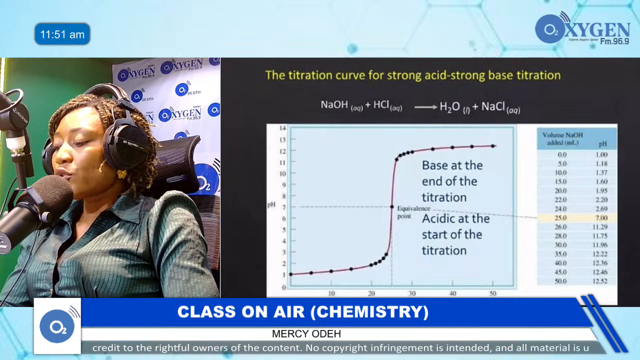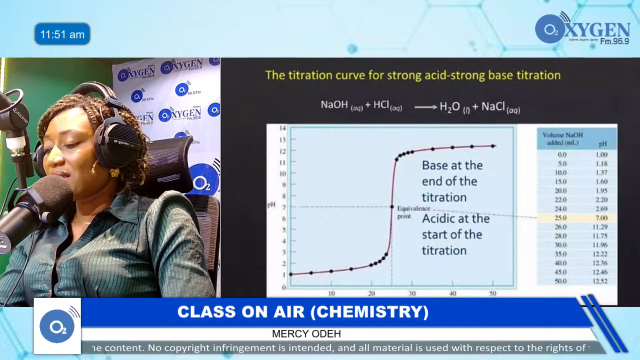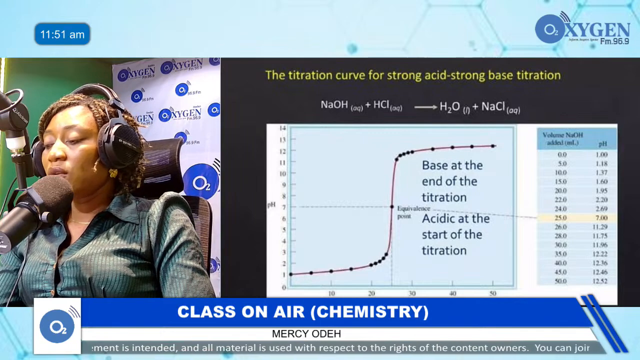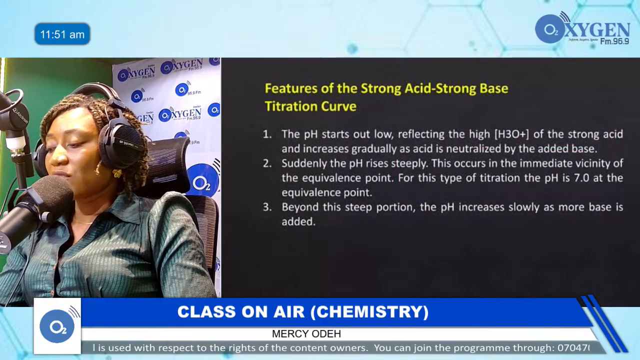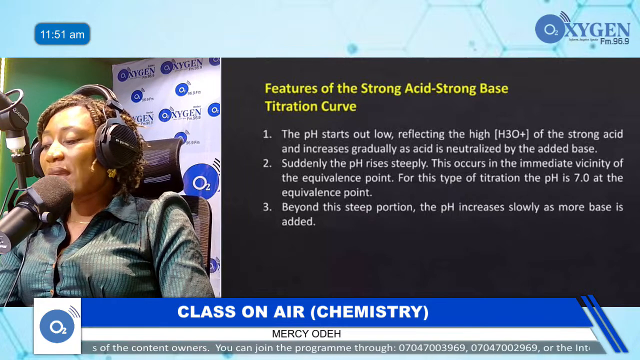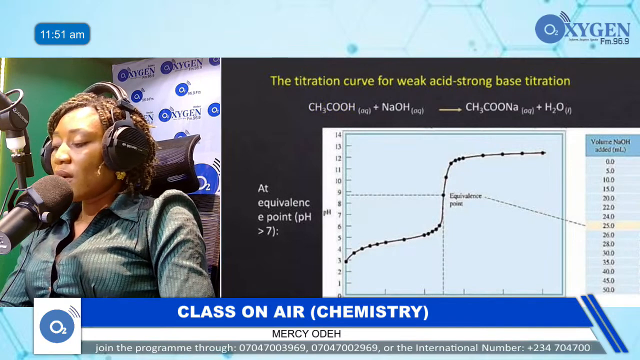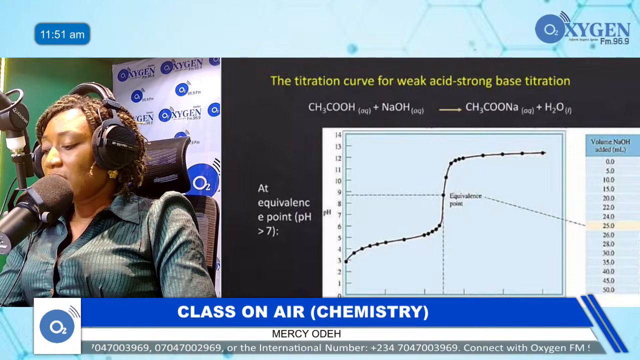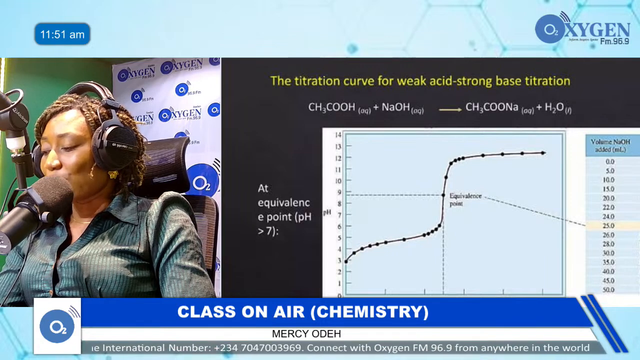So I want us to look at the four major differences between a weak acid and a strong base. Okay, we have only covered the titration curve for strong acid and strong base. Let's check the titration curve for weak acid and strong base before we do the comparison. Looking at this curve, you will discover that the equivalence point is at 8.80.